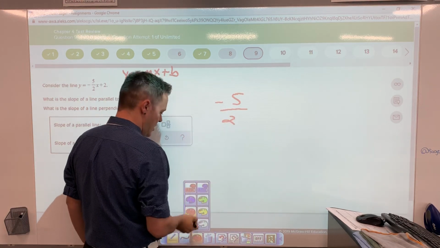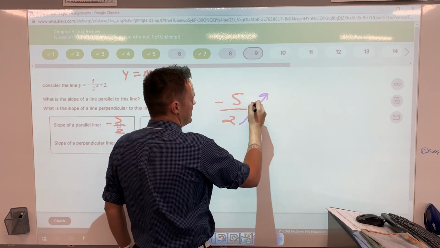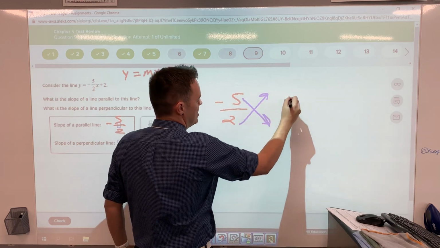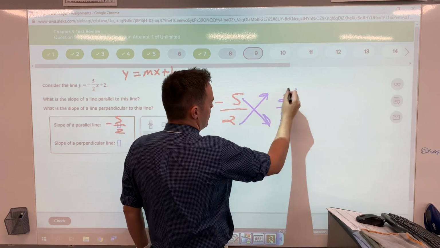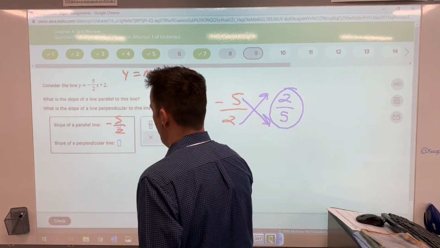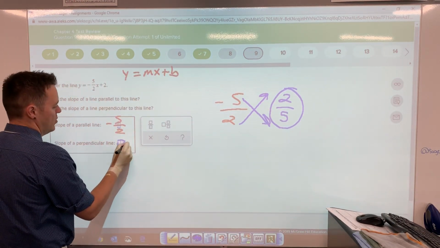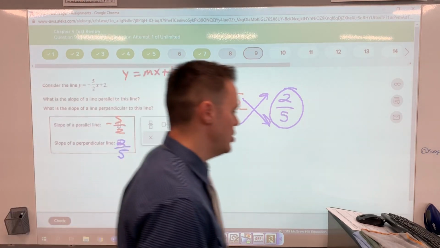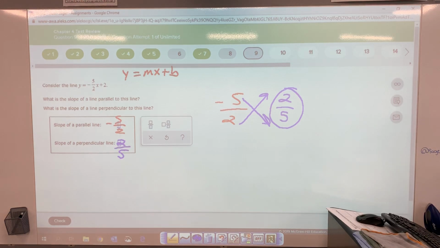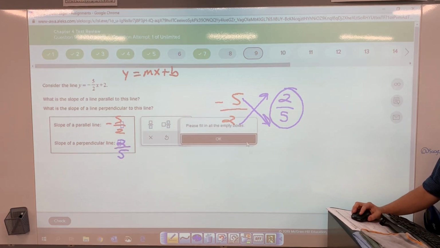Perpendicular, negative 5 over 2. And then, ladies and gentlemen, what do you do? Take the bottom number and put it on top, and the top number on the bottom, so it'd be 2/5, and then you multiply in a negative, which makes this positive. So my slope of a perpendicular line would be 2 over 5. So the top one is negative 5 over 2, because it's the same slope, and the bottom one is 2 over 5.